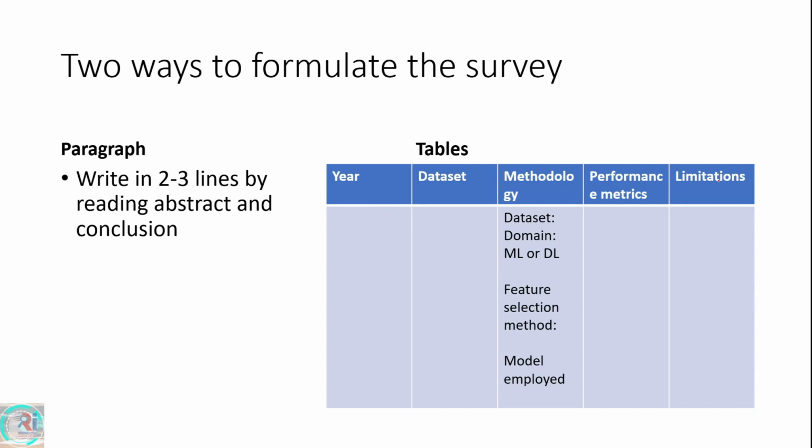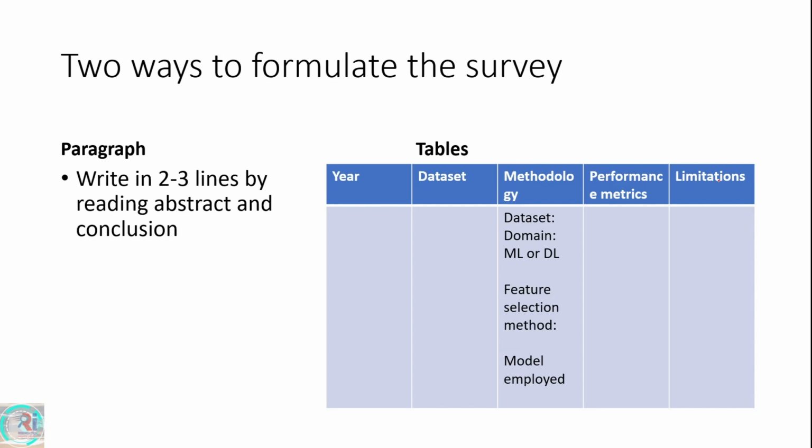In 80 to 90% of papers, the information is given in the abstract, results and discussion, and conclusion. So there is no need to read the full paper. In some papers you will not get the information; in those very limited cases you need to read the full paper. Otherwise, only the abstract, results and discussion, and conclusion are enough to fill in the methodology, data set, performance metrics, and limitations.